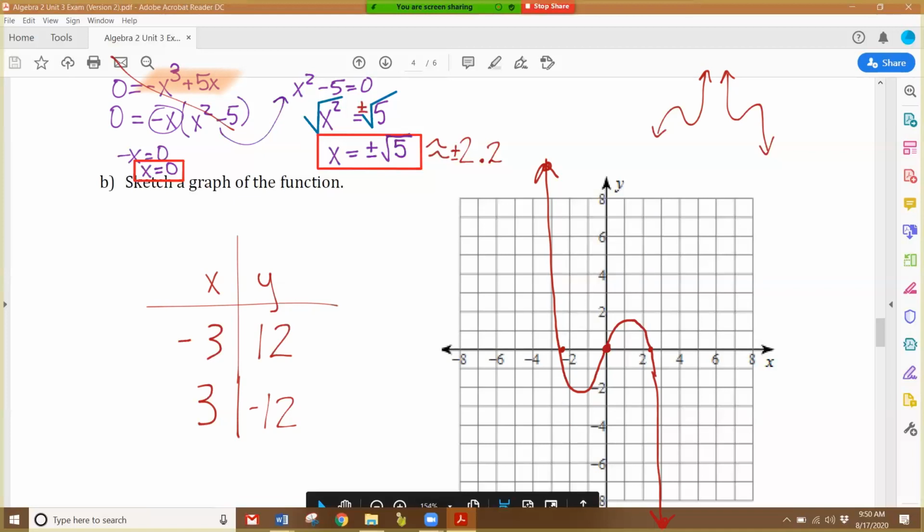That question's worth 4 points. Questions on this one?